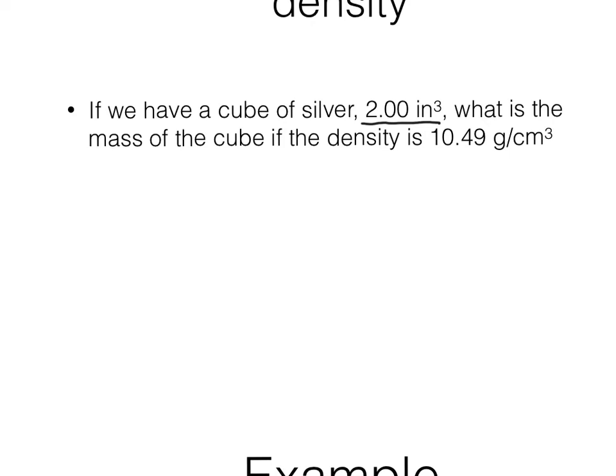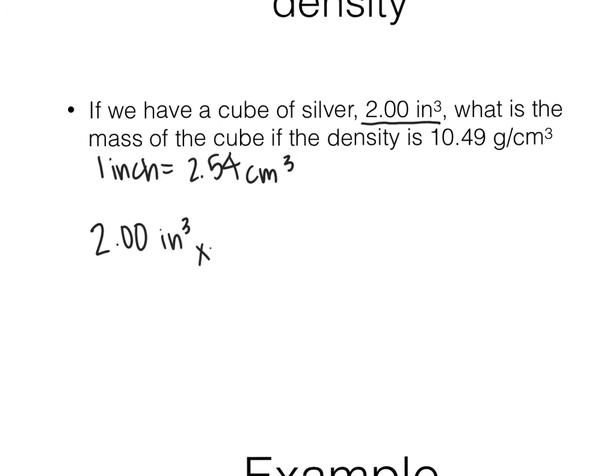So there's not a conversion factor here. So 1 inch equals 2.54 centimeters. So we're going to use that information. So we're going to take our 2.00 inches cubed and we're going to convert it. So we're going to take 1 inch and 2.54 centimeters, and then we're going to cube it. So the cube on the conversion factor was incorrect. So you'll notice that I put the 2.54 right here.